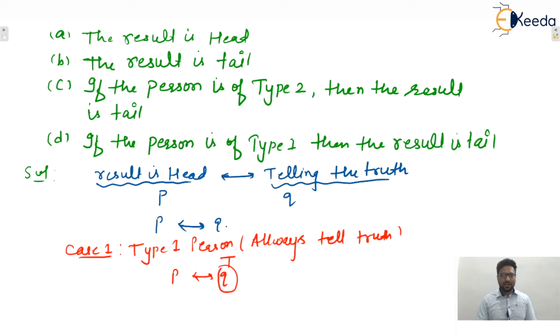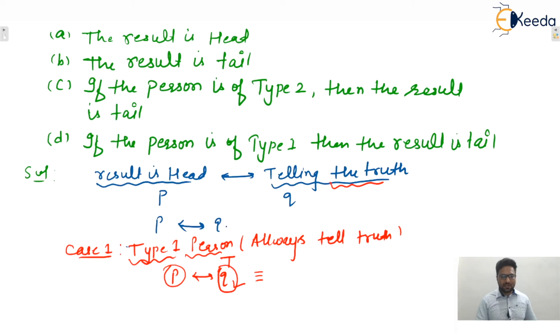We can say that because if I am telling the truth, and it is the type 1 person, then guaranteed the truth will be there. So we can say that q is true. Now you only tell me, if q is true, then what must be the value of p so that this biconditional statement is true? Recently I told you guys that p biconditional q is true when both are true or both are false.